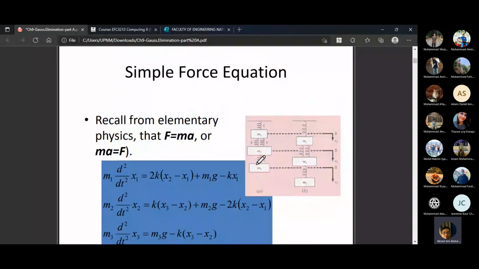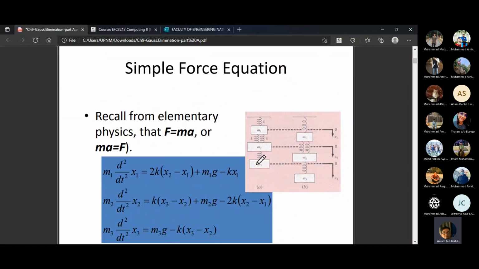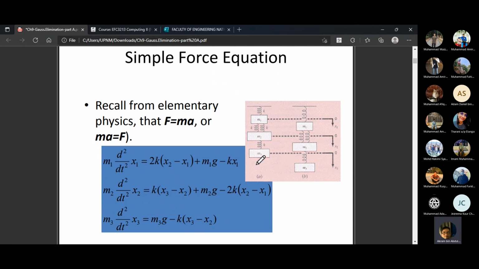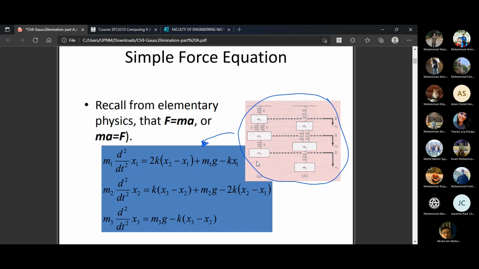Let's just recall from what you have learned during your secondary school, or from elementary physics, where we have F is equal to M times A, or we can rearrange this, so we can say MA is equal to F. For this given example, we can model it into this mathematical model, where acceleration is actually related to the displacement information here.